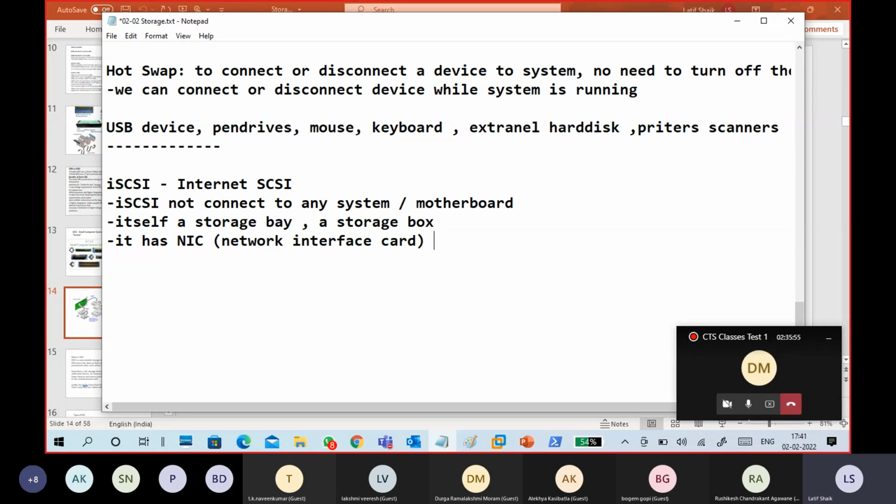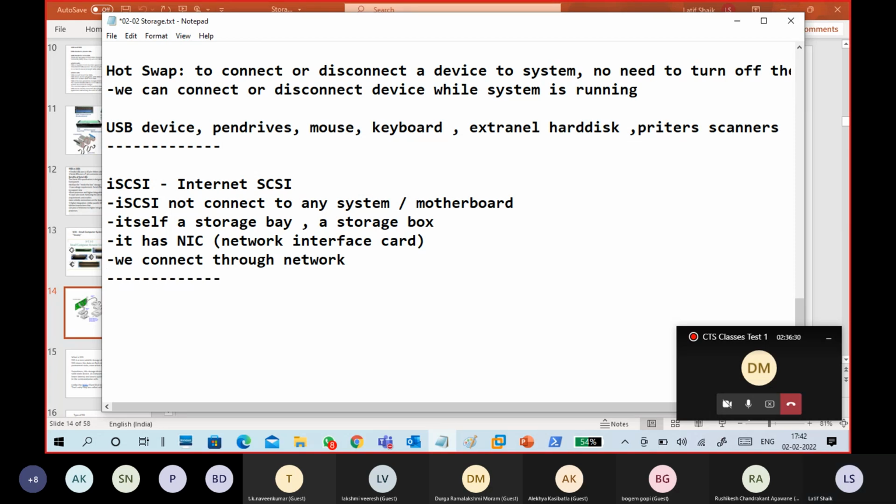Network interface card. It has a NIC, network interface card. It means we can communicate through the network. So we can connect through the network. That's why we call it iSCSI. Okay, so that is just what iSCSI is.